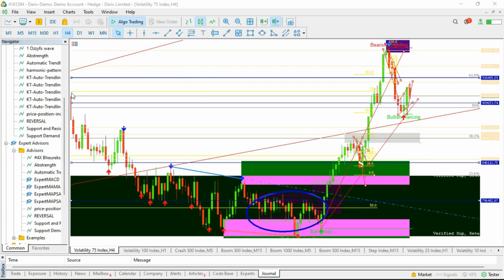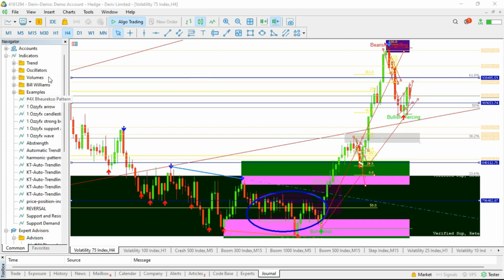These are the indicators that I shared. These are the ones they use here now: the Oxy arrow, Oxy candlestick, Oxy strong buy, Oxy support, Oxy wave, and the KT auto trend, just one. I installed it twice. So that's that about that.